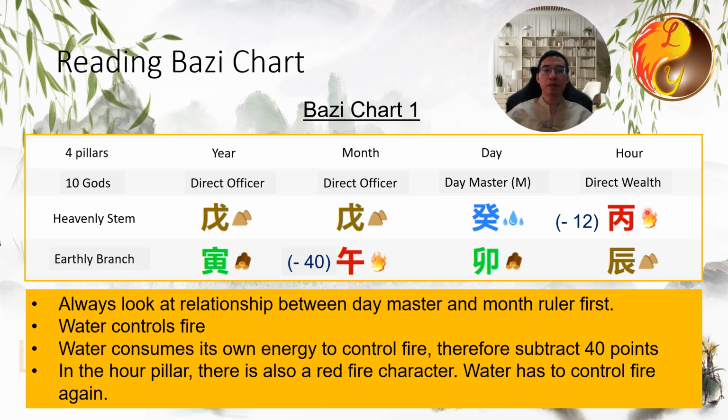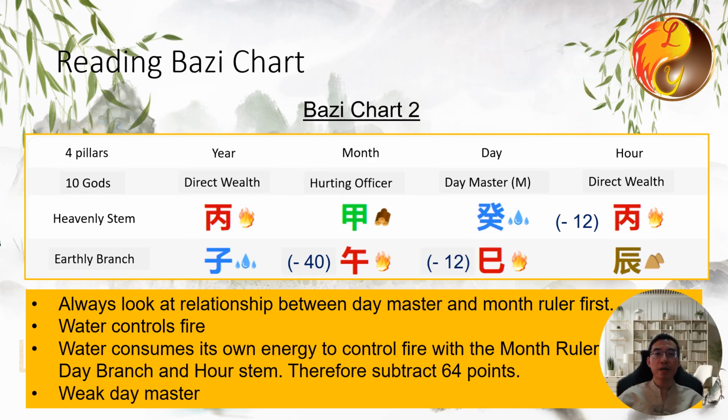Don't worry about memorizing these characters for now. As I mentioned before, the biggest obstacle in learning the I Ching and 8 trigrams is memorization. I aim to simplify complex concepts and make simple things interesting, so you don't need to memorize. Just recognize the colors. You don't need to know how to pronounce the characters or understand their meanings yet. As long as you know the colors and understand the 5 elements, you can quickly determine if the day master is strong or weak.